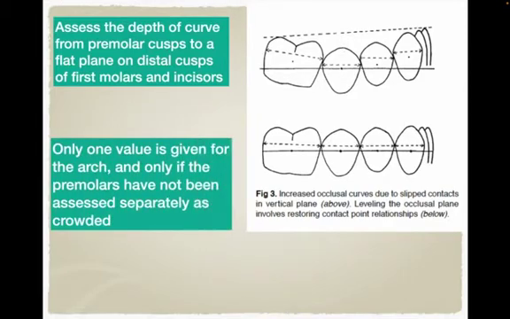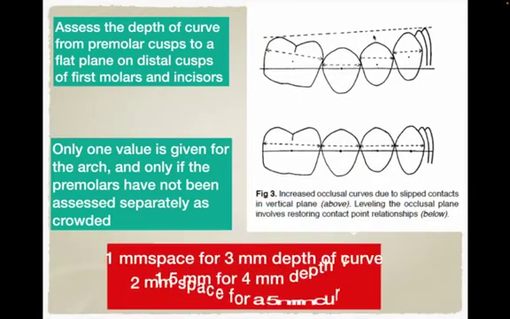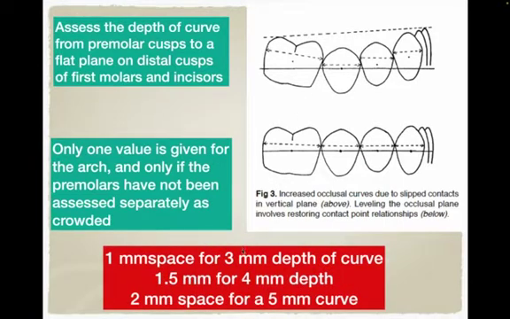However, just keep in mind that we don't consider the tooth if we measured it for crowding. For example, if this 5 here was rotated and we measured that 5 in the crowding stage, we don't take this measurement, but we take this one. So for each 3 millimeter depth of the curve of Spee, we need 1 millimeter of space, while for 4 millimeter depth, we need 1.5 millimeter, while 5 millimeter of depth needs 2 millimeter of space. Even if it increases more, we don't need more space.